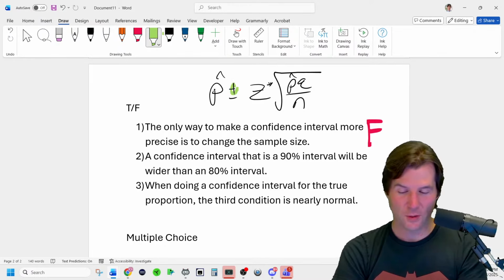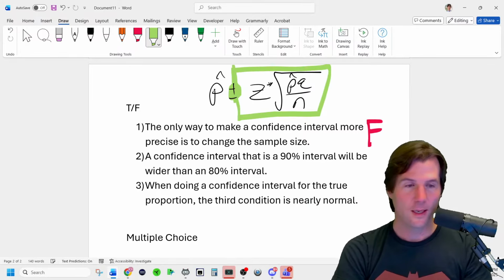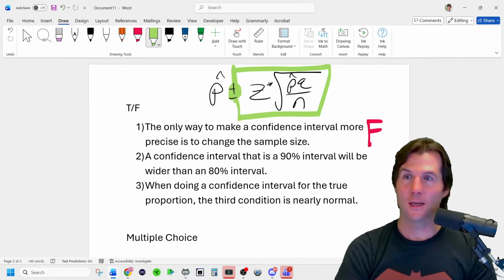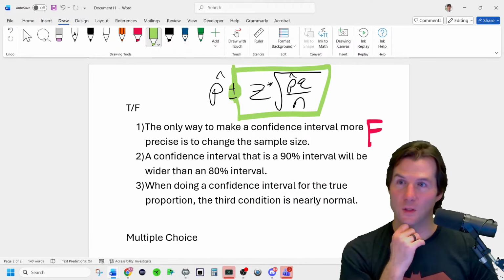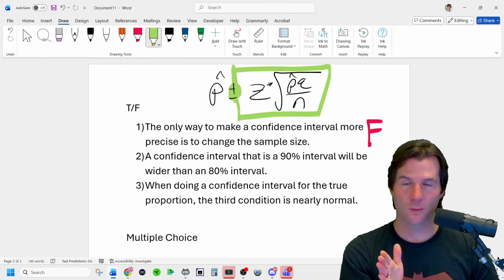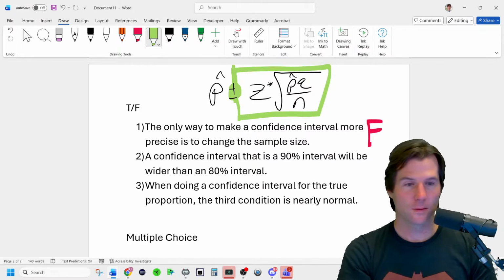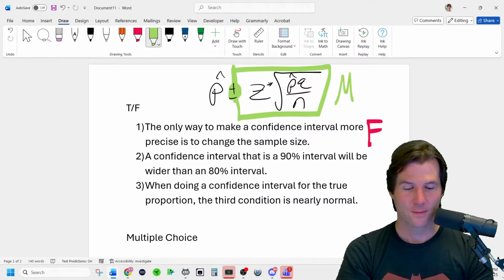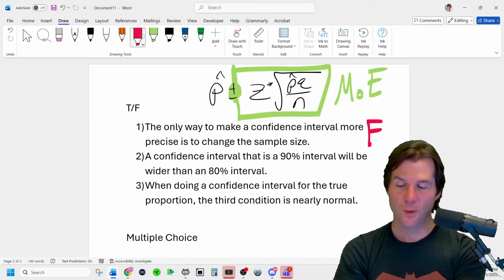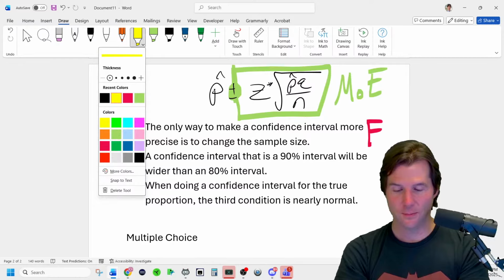Everything after the plus or minus is called the what on this interval? I'm looking for 2 letters in the chat. You see the plus or minus, you think everything after that is the what? Margin of error, exactly. Great job, John, right there. And then the first part is called the estimate.